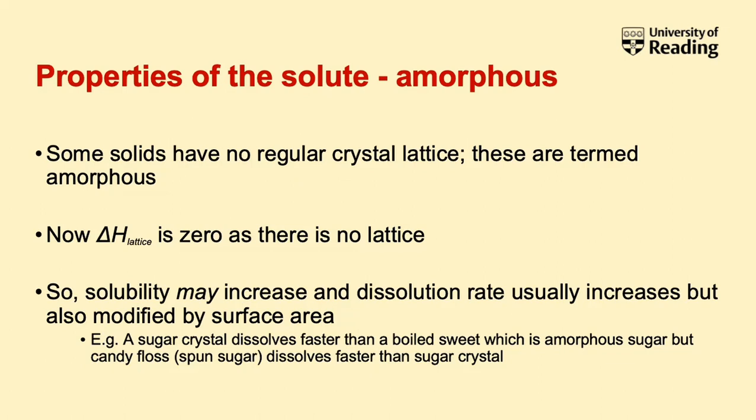Finally, a term I mentioned briefly before, which is amorphous. Amorphous solids have no regular lattice. Their structure is completely random. So that means they have no delta H lattice. Delta H lattice will equal 0. And so if your solute is in a solid form that is amorphous, then this is going to increase the solubility of that solute.